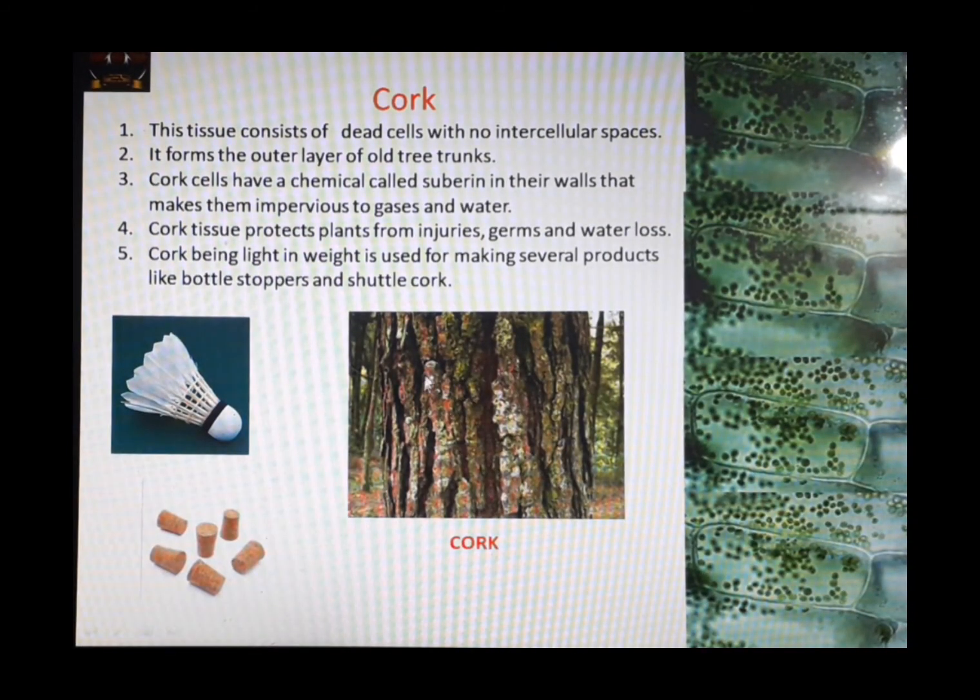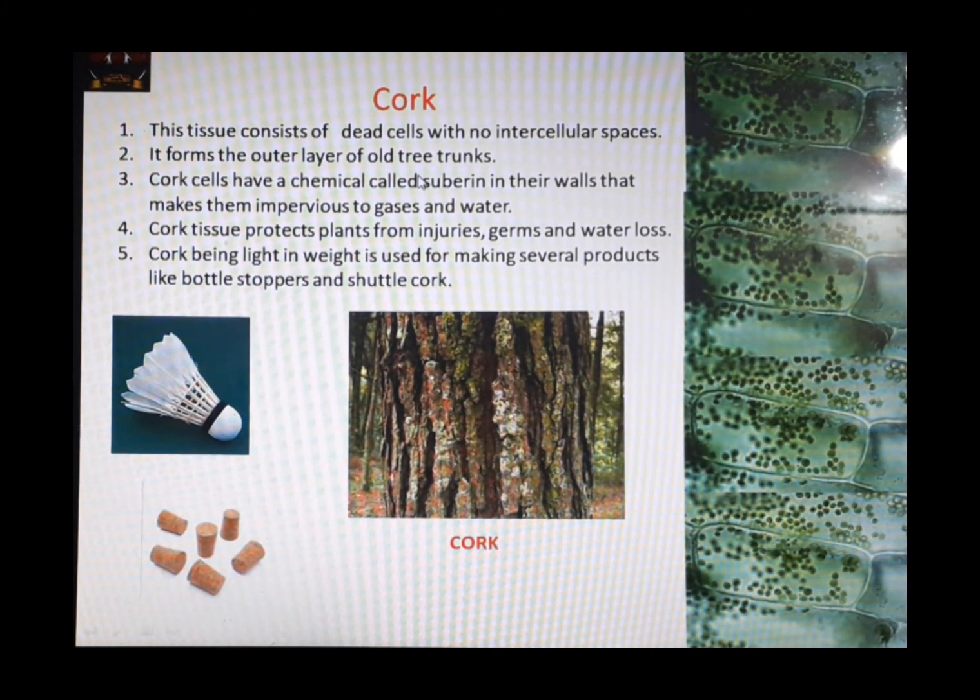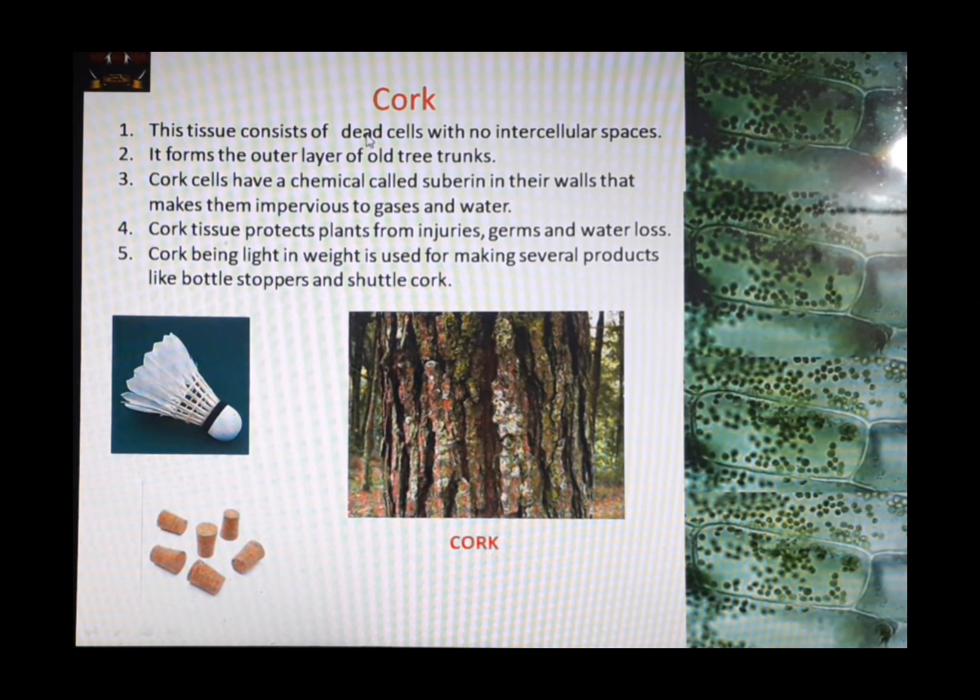And the next tissue that we are going to talk about is cork. Now where has this word come before? Do you remember in the chapter Fundamental Unit of Life, the very first point that we discussed is the discovery of cells. So there we have seen this tissue cork. So this cork tissue consists of dead cells. Can you see this? It is the outermost part of the woody stem, old woody stem. So this tissue consists of dead cells with no intercellular spaces.